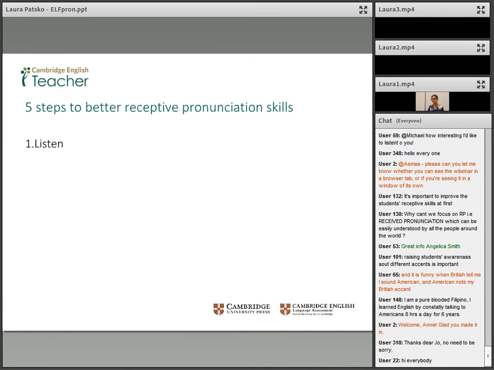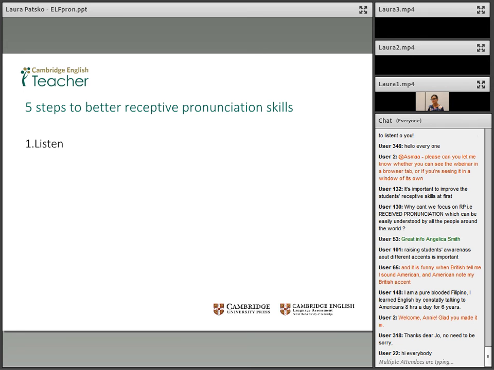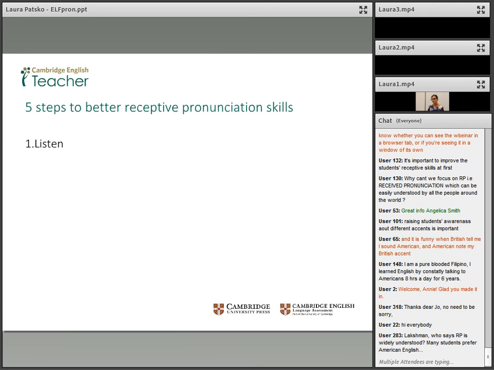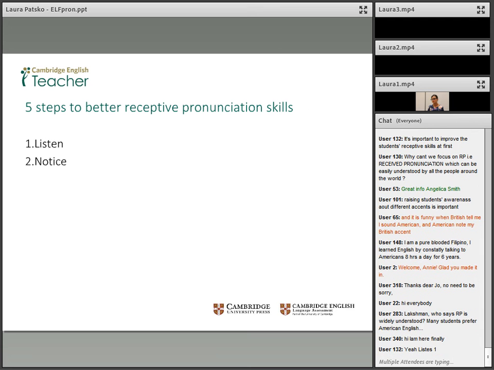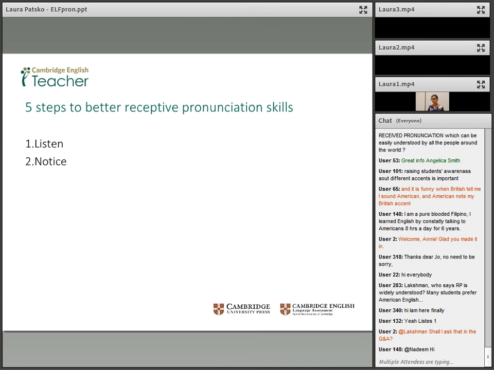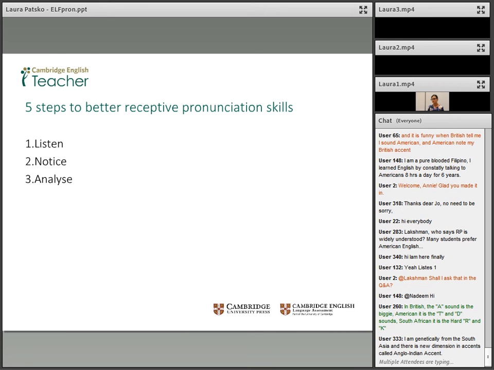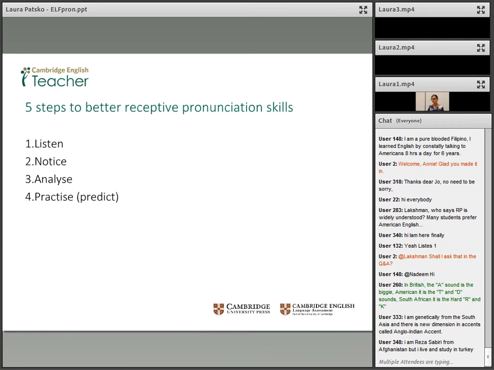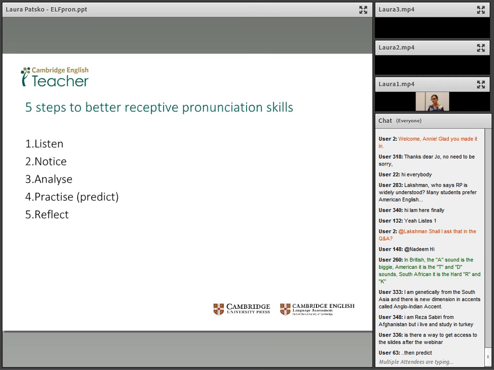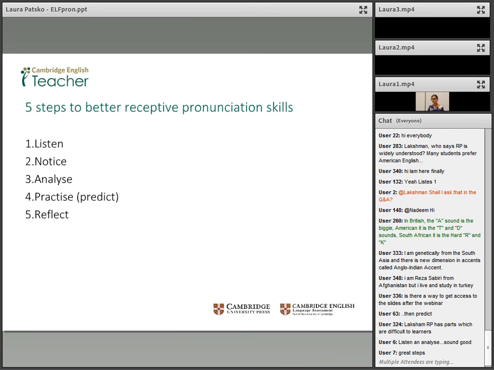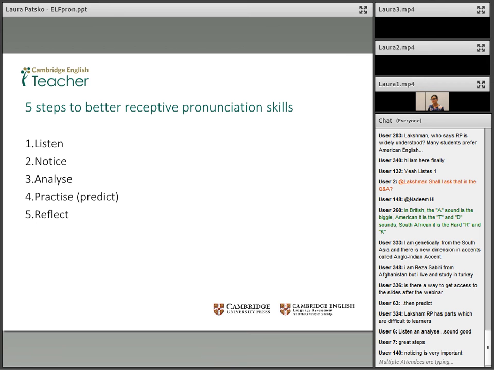So the first step is to listen, very generally, as I say, a little bit different than receptive pronunciation. You start with the big picture, just listen. Then you need to notice. You're going to notice particular things in what you just listened to. Then you analyze. You go from the macro level to the micro level, looking very closely at particular aspects of the speaker. Then you practice, which means making new predictions based on the analysis you've just done. And you finish reflecting on the whole process, how you did it, if it was useful, why it was useful, how you could do it in a different way, and so on.